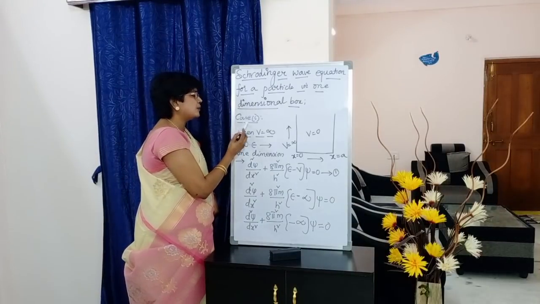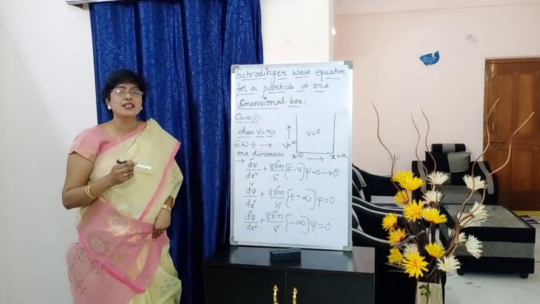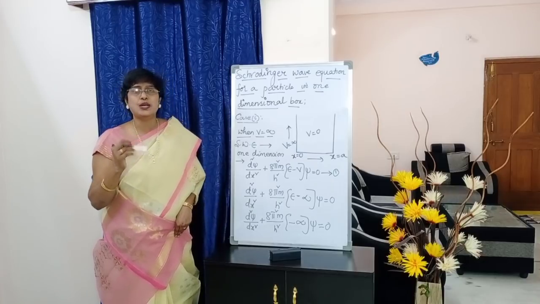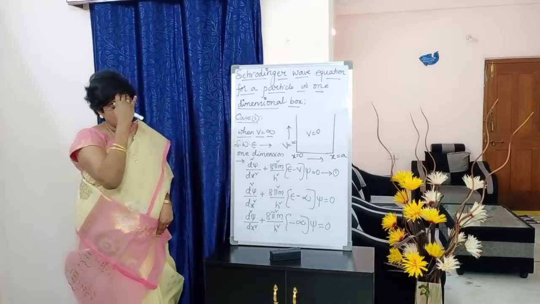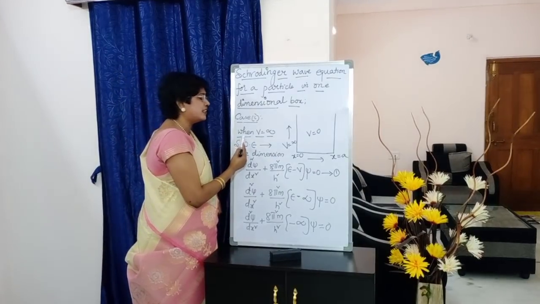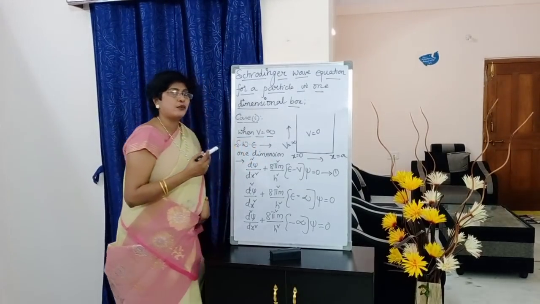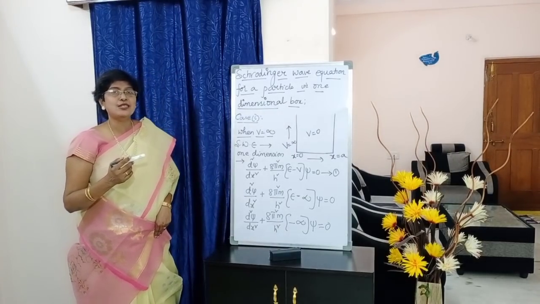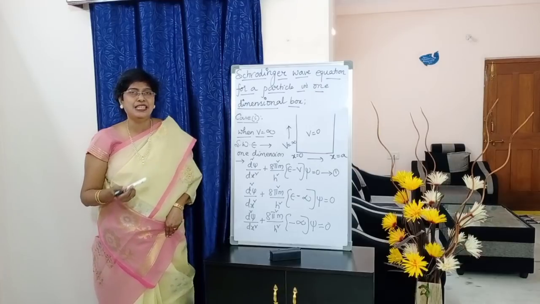Now put the side heading, case 1. What are the two cases, students? One, V is equal to infinity. The other one is V is equal to 0, right? Now the first case, let us consider the case when V is equal to infinity. Now we need to substitute this V is equal to infinity value.